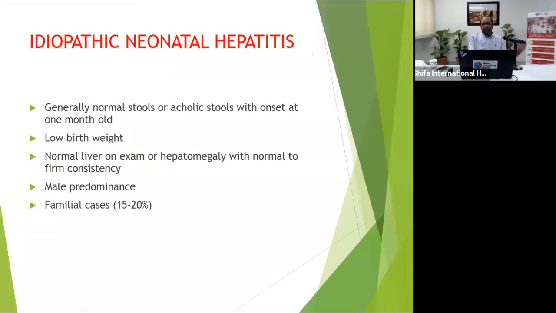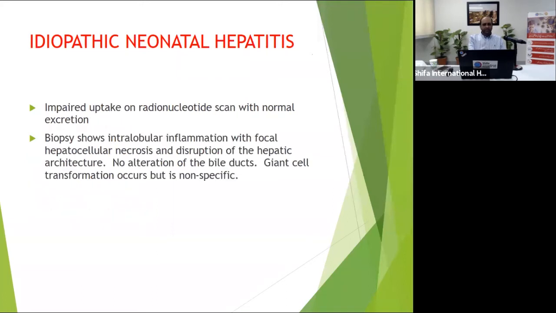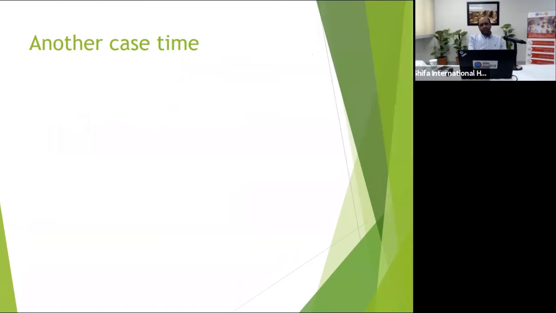So idiopathic neonatal hepatitis is an important differential in prolonged jaundice babies that usually present with acholic stools. And they are low birth weight. They have normal liver exam, or mild hepatomegaly with normal to firm consistency. They are usually male, and there are familial cases as well. If you do the HIDA scan, there will be impaired uptake of dye, and the biopsy will be different than biliary atresia. With this, the bile ducts will be normal in this type of babies, with giant cell transformation, as you can see. So let me discuss with you another case.